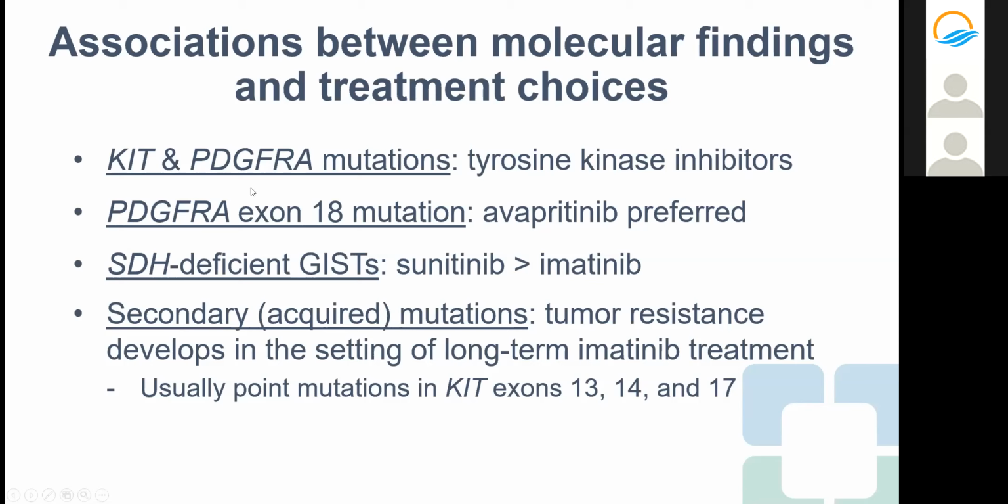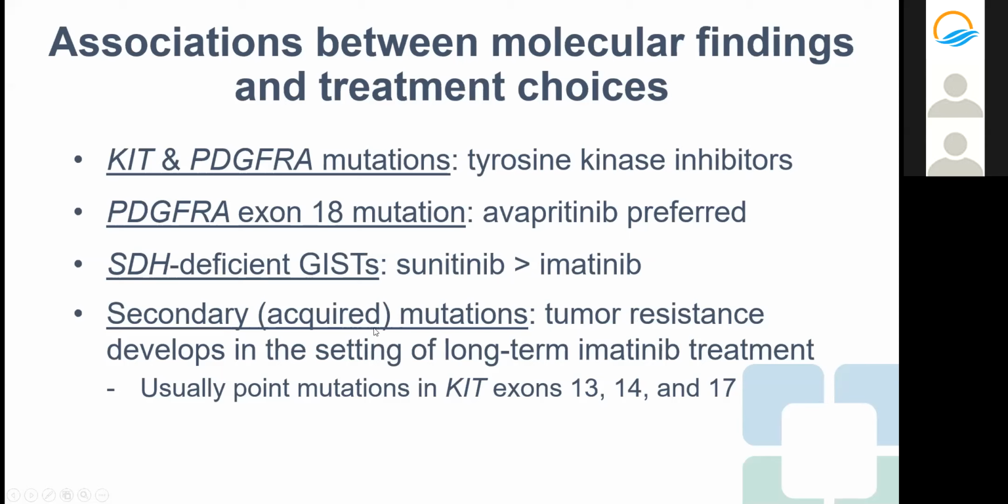Again, we know that we always look for KIT and PDGFR mutations because of the utility of TKI and their excellent efficaciousness when one of these two genes is mutated. In the less common scenario where patients have an exon 18 PDGFR mutation, we know that avapritinib is preferred over the standard imatinib. For SDH deficient GIST, we again know that we prefer sunitinib over imatinib because oftentimes these GISTs will also have primary resistance to imatinib therapy, similar to the PDGFR exon 18 mutations.